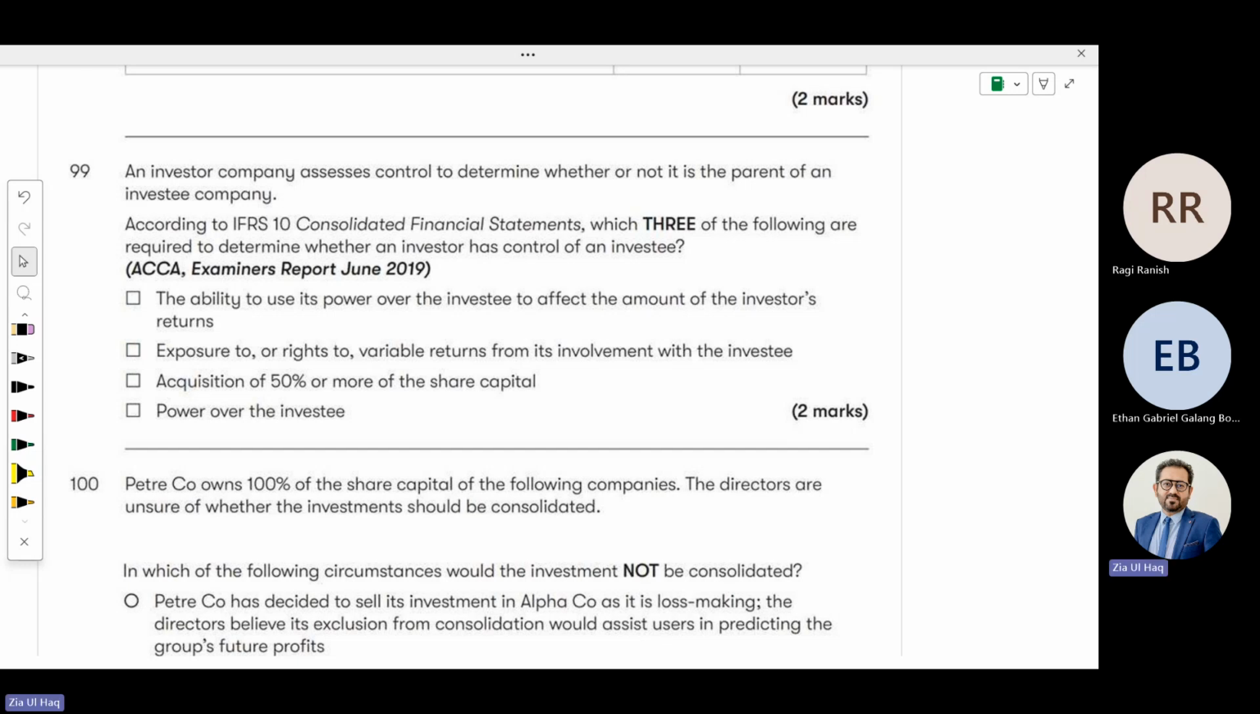An investor company assesses control to determine whether or not it is the parent of an investee company. It means if they have control, they are the parent. According to IFRS 10, which three of the following are required to determine whether an investor has control of an investee? The ability to use its power over the investee to affect the amount of the investor's return? Yes. Exposure to or right to variable return from its involvement with the investee? Yes. Acquisition of 50% or more? No. Above 50%. Power over the investee? Yes. Power over the investee means you can influence them.